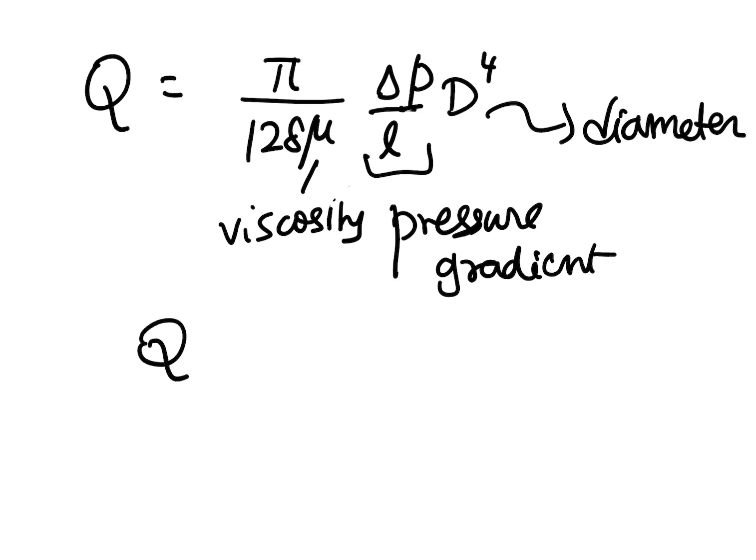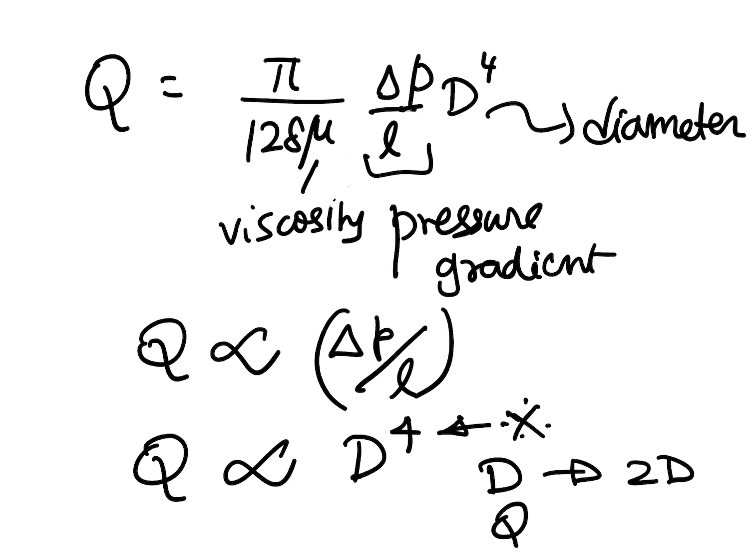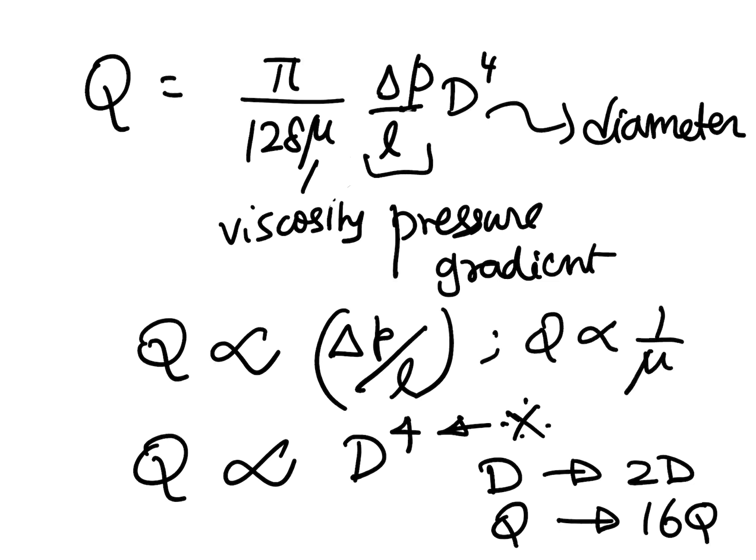Important proportionalities that you should remember. Q is proportional to delta P divided by L. Q is also proportional to the diameter to the 4th. This is really important. Why is it important? It means the flow rate is very sensitive to the diameter. If you double the diameter, going from D to 2D, you're going from Q to 16Q. You are making the flow rate 16 times. If you are doubling the pressure gradient, you are merely doubling the flow rate. And Q is also inversely proportional to viscosity. So important to remember, Q is proportional to d to the power 4.